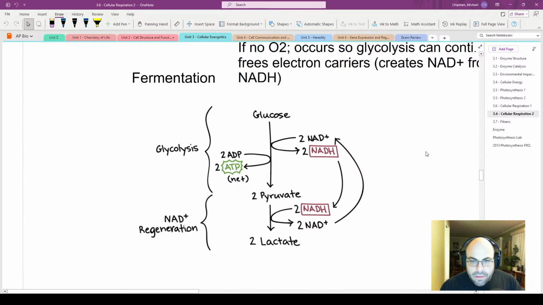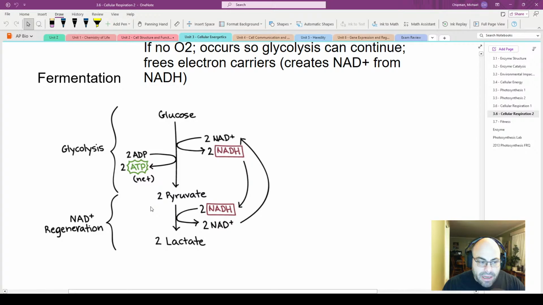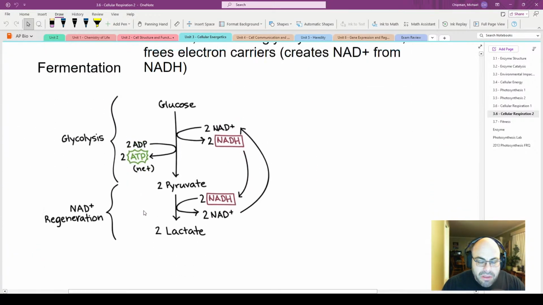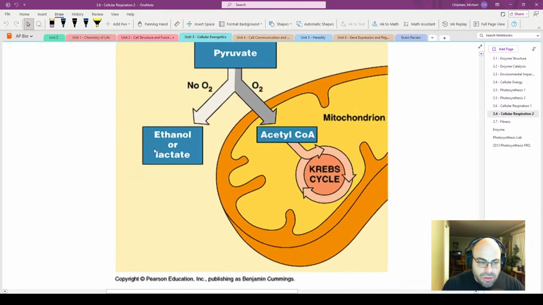So how can we define that? Well, if there's no oxygen, glycolysis can continue. Frees up electron carriers, creates NAD plus from NADH. And so the purpose of fermentation is to free up electron carriers so that glycolysis can continue. This is animals, production of lactate or lactic acid. I don't have the ethanol one, but it's just ethanol and CO2 being made. That's what this is, ethanol and CO2. It's like bread or beer, something like that, right?